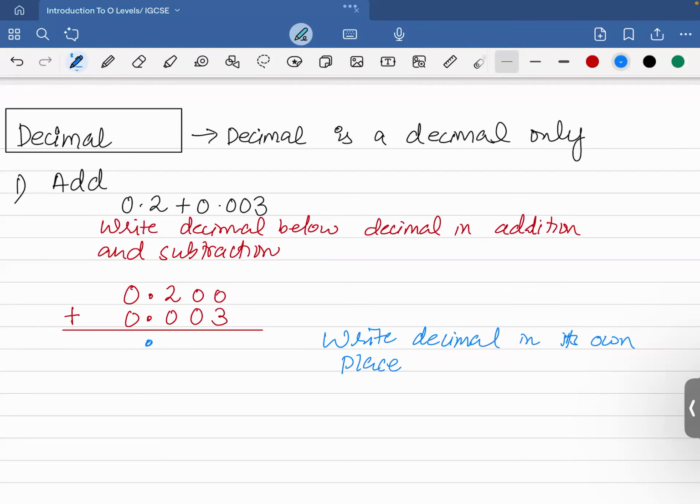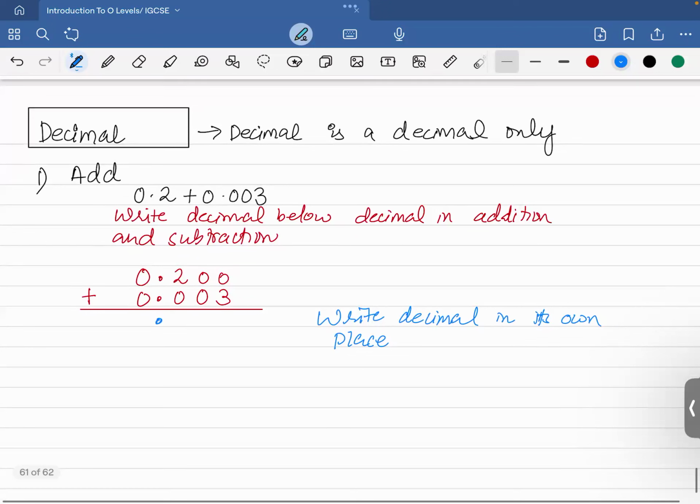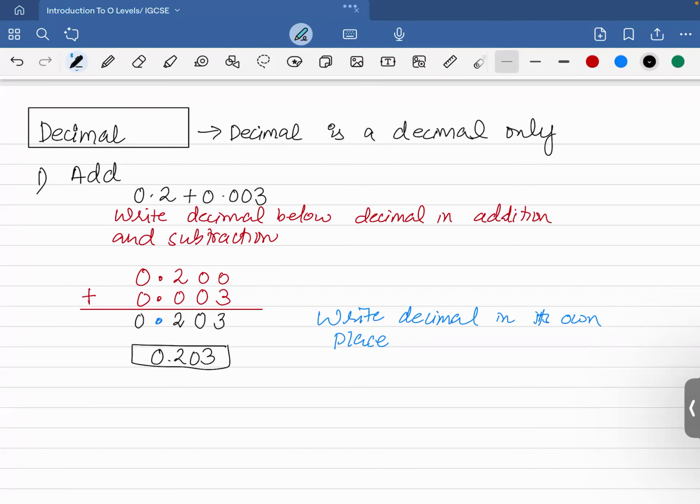Do you understand, beta? Afreen? Now start adding from the right. Understood, sir. So 0 plus 3 is 3, 0 plus 0 is 0, 2 plus 0 is 2, and 0 plus 0 is 0. So your answer is 0.203. That is your final answer. Vadan, beta, did you understand?